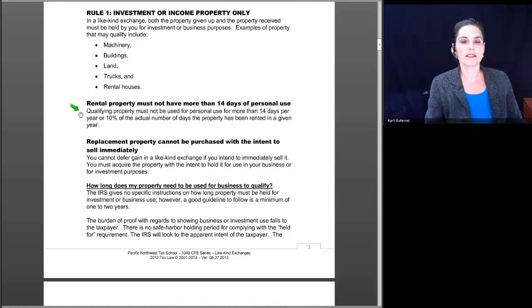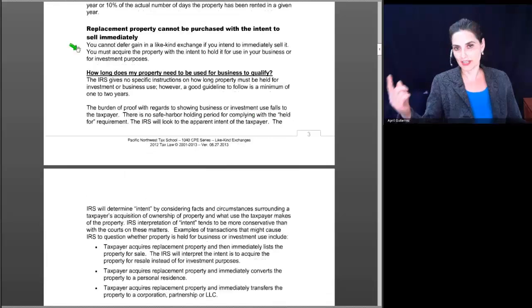So what the IRS is saying is that the like-kind exchange rules do apply to rental property, but if you make personal use of that rental property that exceeds the 14-day limit, then the like-kind exchange rule would not be allowed for that exchange. Replacement property cannot be purchased with the intent to sell immediately. You cannot defer gain in a like-kind exchange if you intend to immediately sell it. You must acquire the property with the intent to hold it for use in your business or for investment purposes.